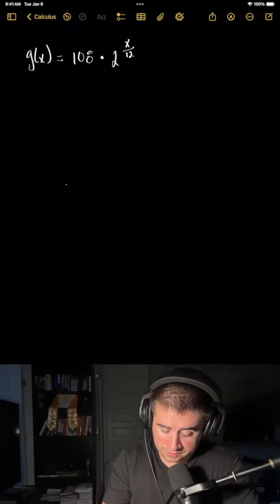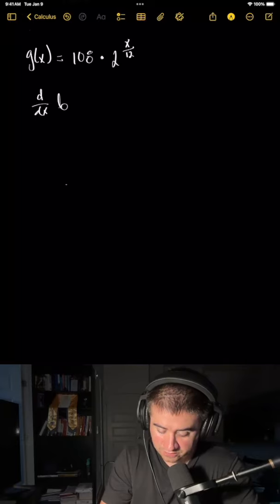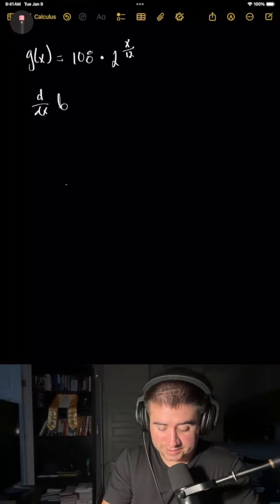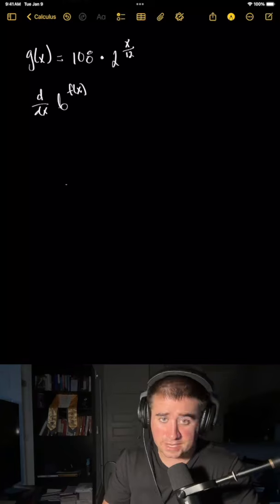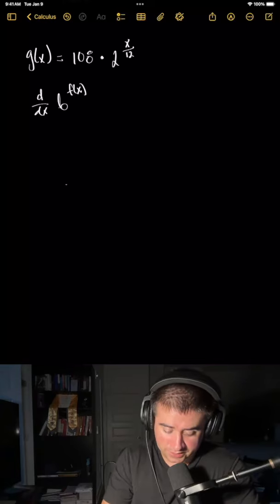All right, so here we're going to take the derivative of this function here. What we could do is we could use the rule of the derivative of b to the power of x. But I don't like to use x because x here could be anything, right? It could be x squared, it could be x squared plus x, it could literally be anything. So what I like to do is I like to write f of x.